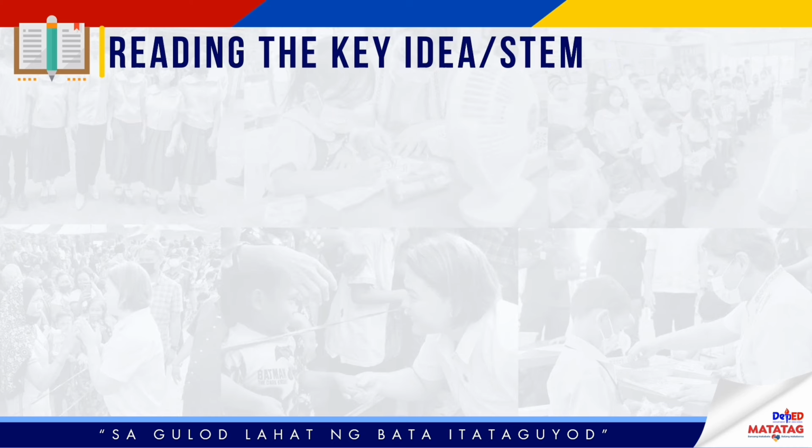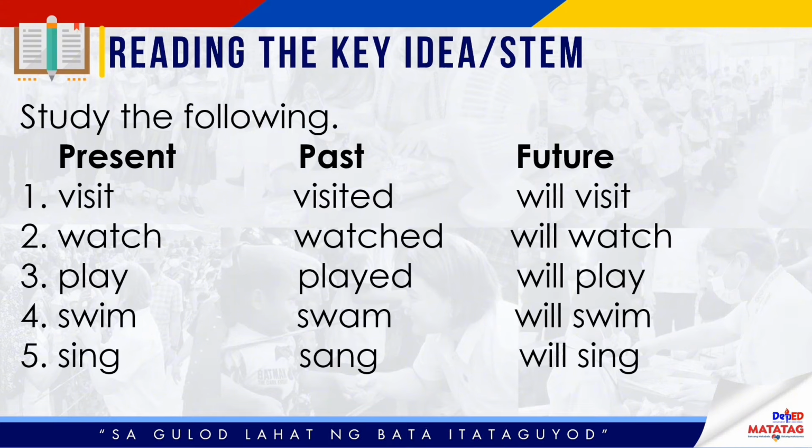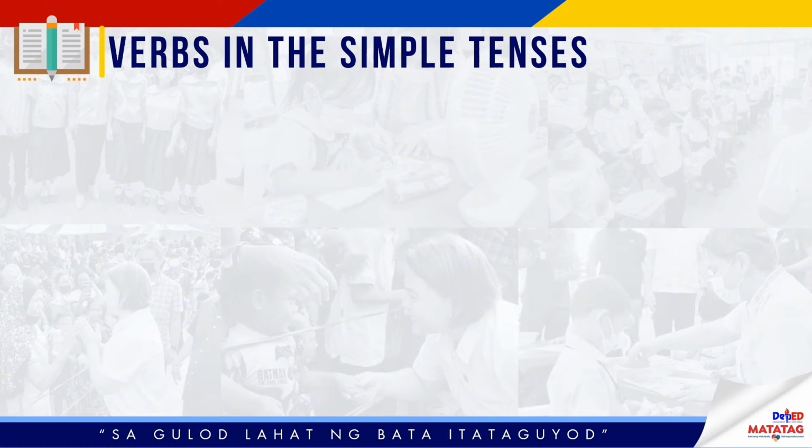Now, let us study the following. We have three tenses of verb. Let us read the words in each tense. Notice the changes in every tense. The present, the past, and the future. Number one, visit, visited, will visit. Number two, watch, watched, will watch. Number three, play, played, will play. Number four, swim, swam, will swim. And number five, sing, sang, will sing. Did you get it? Great!